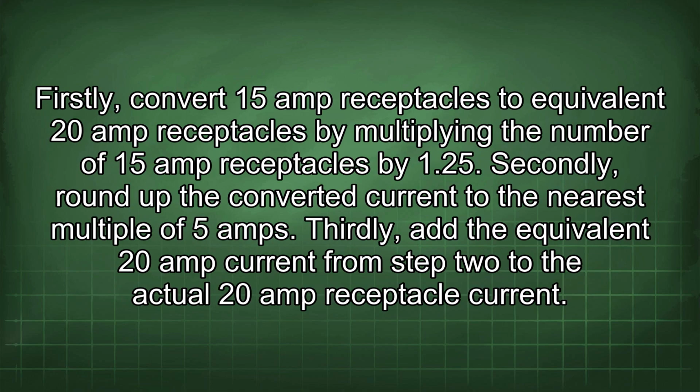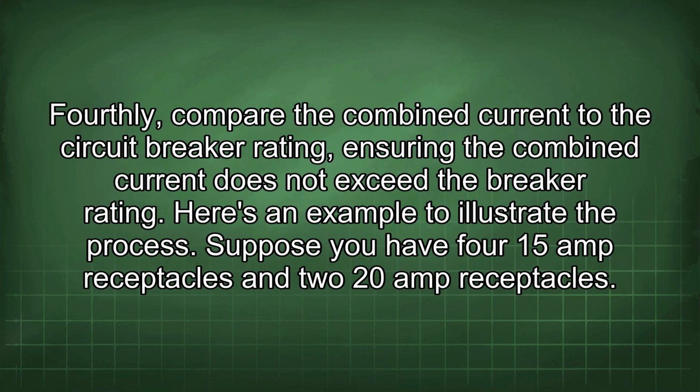Firstly, convert 15 amp receptacles to equivalent 20 amp receptacles by multiplying the number of 15 amp receptacles by 1.25. Secondly, round up the converted current to the nearest multiple of 5 amps. Thirdly, add the equivalent 20 amp current from step 2 to the actual 20 amp receptacle current. Fourthly, compare the combined current to the circuit breaker rating, ensuring the combined current does not exceed the breaker rating.